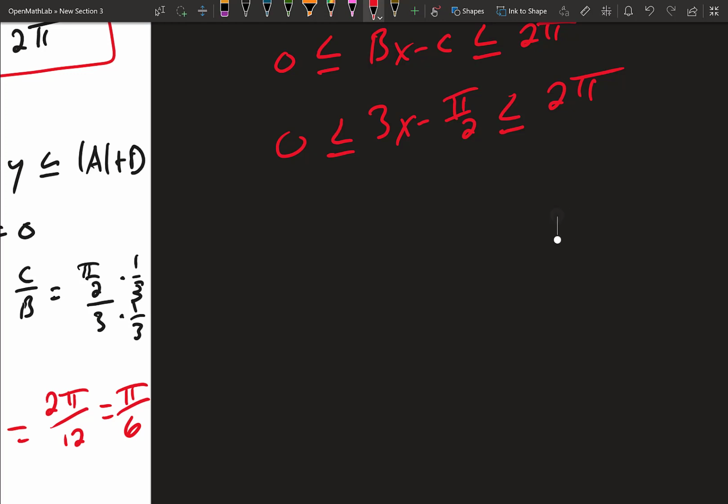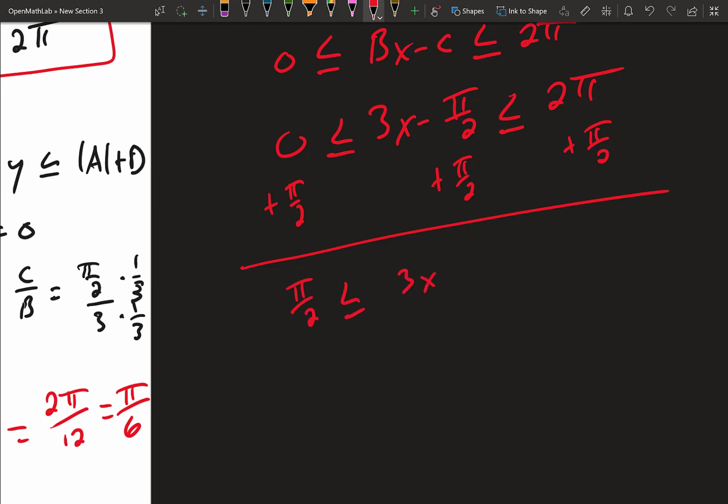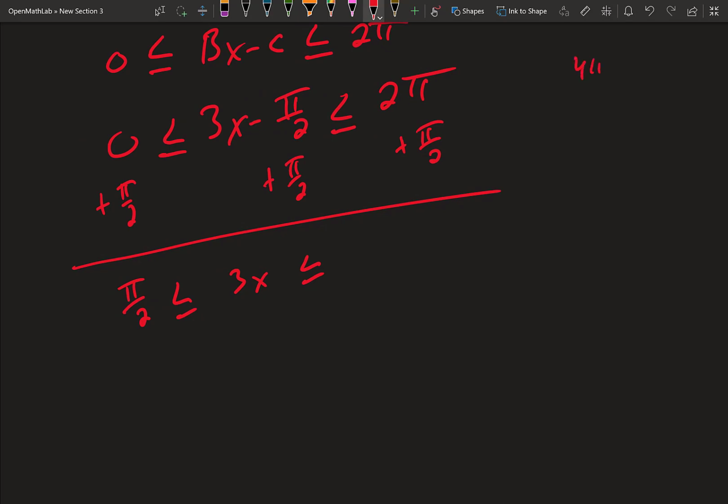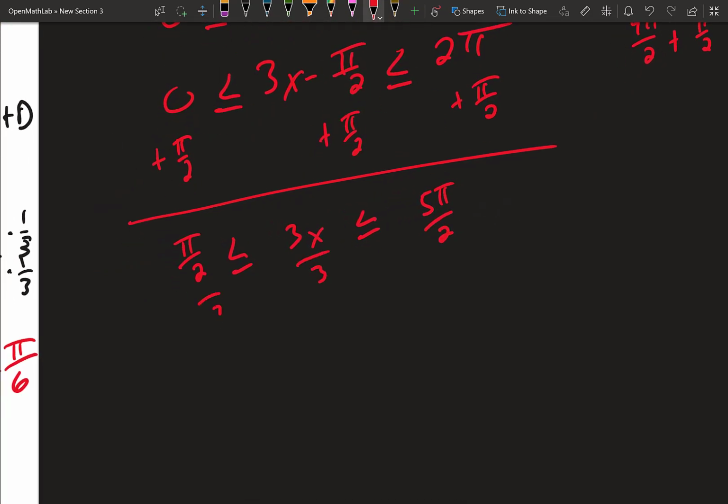Right, so then if I want to solve for x, I could add pi over 2. So what we get is pi over 2 less than or equal to 3x less than or equal to 2 pi plus pi over 2, that would be 4 pi over 2 plus pi over 2. So that would end up being 5 pi over 2, right? And then now I'd want to divide everything by 3. So we end up with pi over 6 less than or equal to x less than or equal to, this would be what, 5 pi over 6.